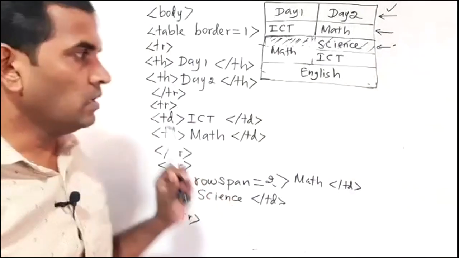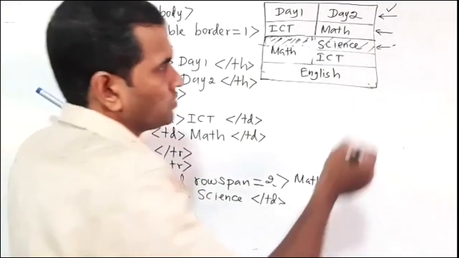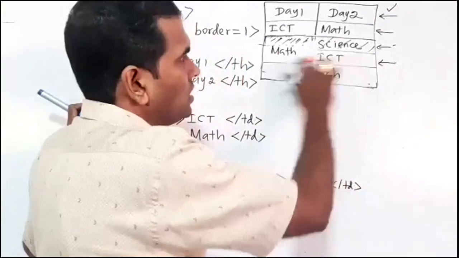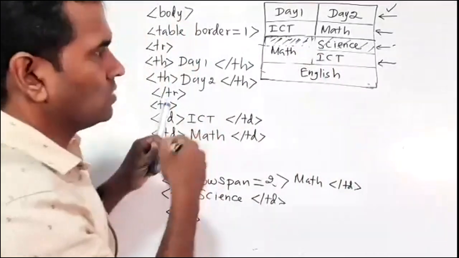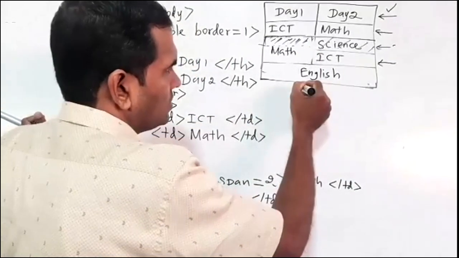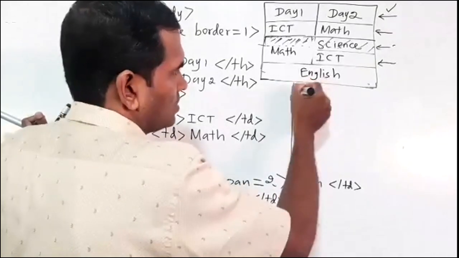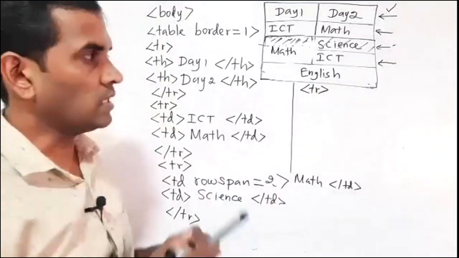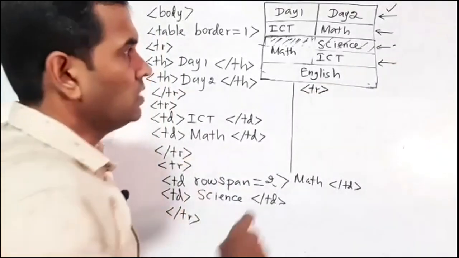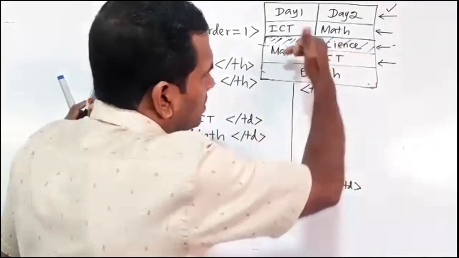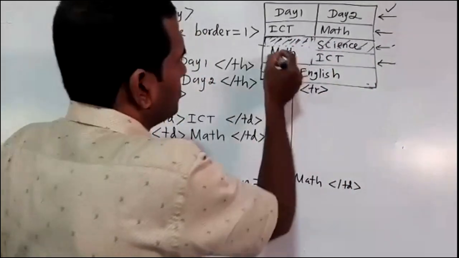Okay, right. Now we have to create the fourth row, which means this one, right? One cell is here, ICT, and the other one here, the bottom part. So this is the next one, TR. Don't forget, look at it carefully. Now we have to create this row, which means this one, right? The bottom part of this cell.